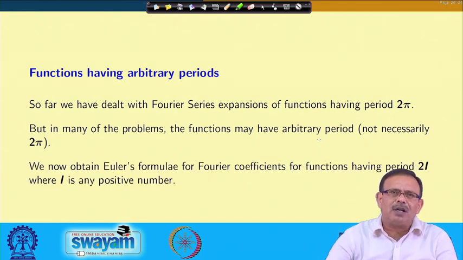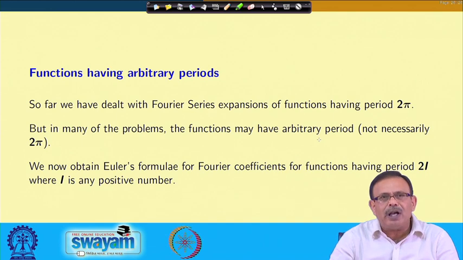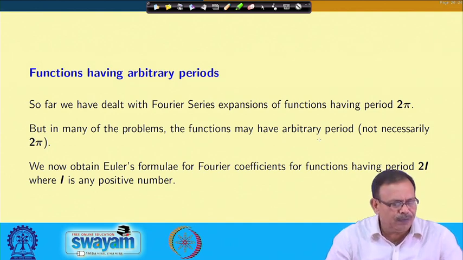Or in other words, in general we can obtain Euler's formula for Fourier coefficients for functions whose period is 2L. That is, we are trying to generalize now. Earlier, we have done it for minus pi to pi, or for period 2 pi. Now, we want to check, if the period is a generalized one, 2L say, what is the effect on this, where L is some positive number.